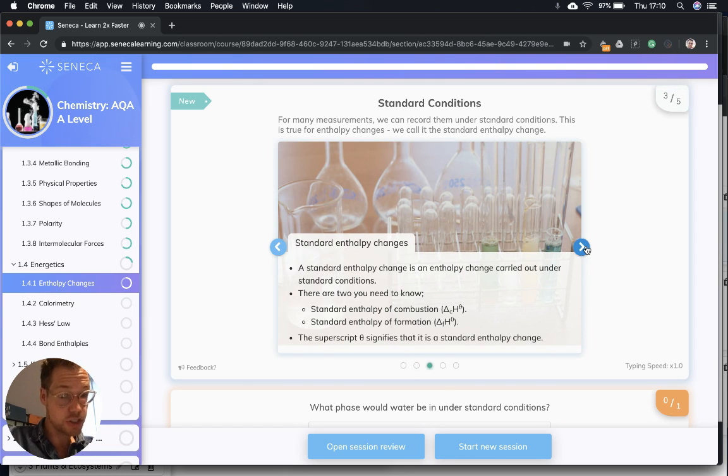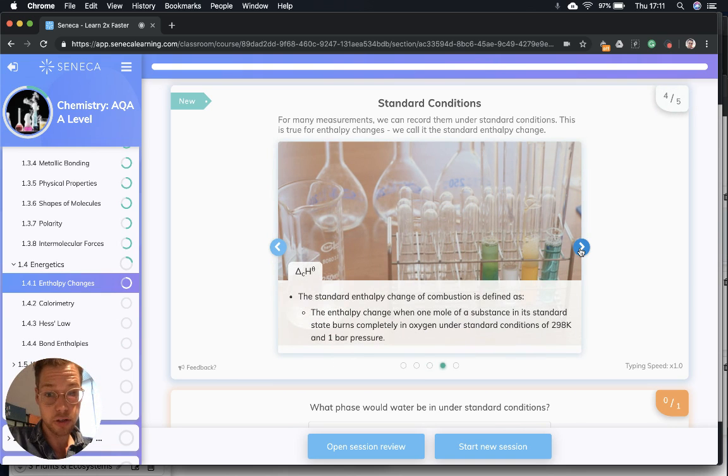A standard enthalpy change is an enthalpy change carried out under standard conditions. There are two you need to know. You need to know the standard enthalpy change of combustion and the standard enthalpy change of formation. The way these are written down, it's a delta, then a subscript C, and the H for enthalpy, and then a superscript theta for combustion. So delta C H theta. And for formation, it's delta F H theta. And the superscript theta signifies that it's a standard enthalpy change. So that's what that cute little symbol means. And maybe Google it and have a little look too.